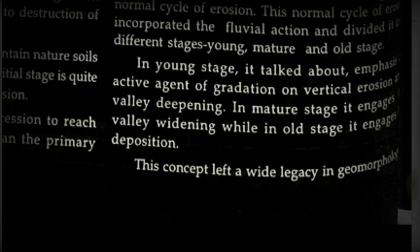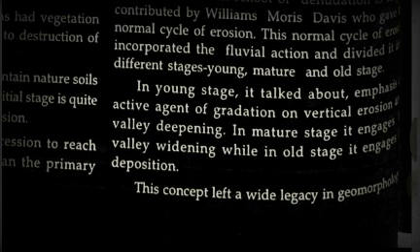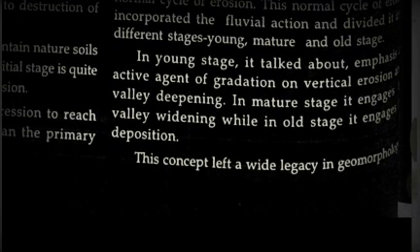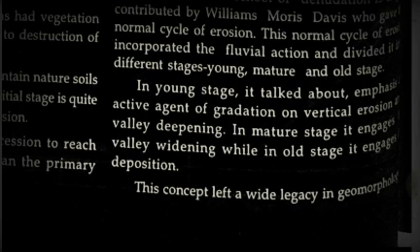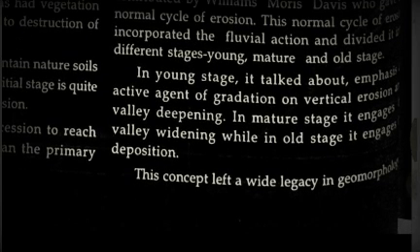In the young stage, Davis emphasized the active agent of gradation, vertical erosion, because river power is very high at this time, as rivers come from mountainous glacier regions. It can destroy everything, so it is mainly the active agent of gradation and vertical erosion. At this time there is vertical erosion and valley deepening; valley depth is very high, width is not very high, because river power is very high.